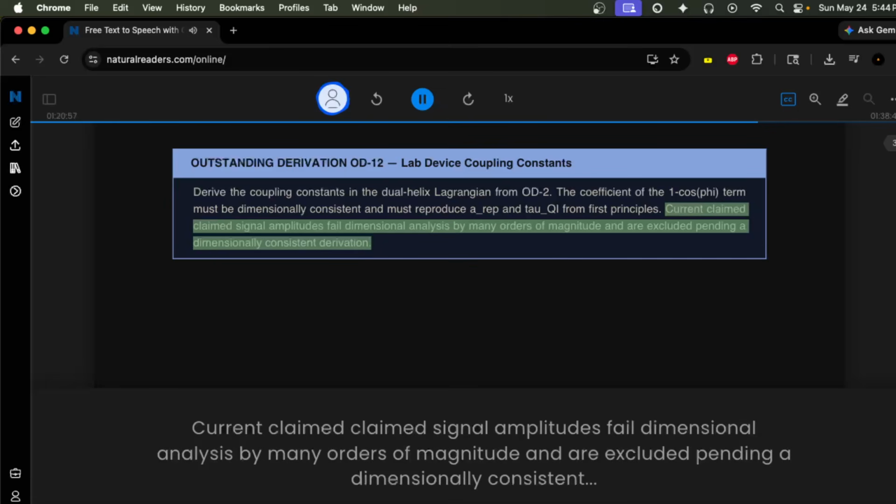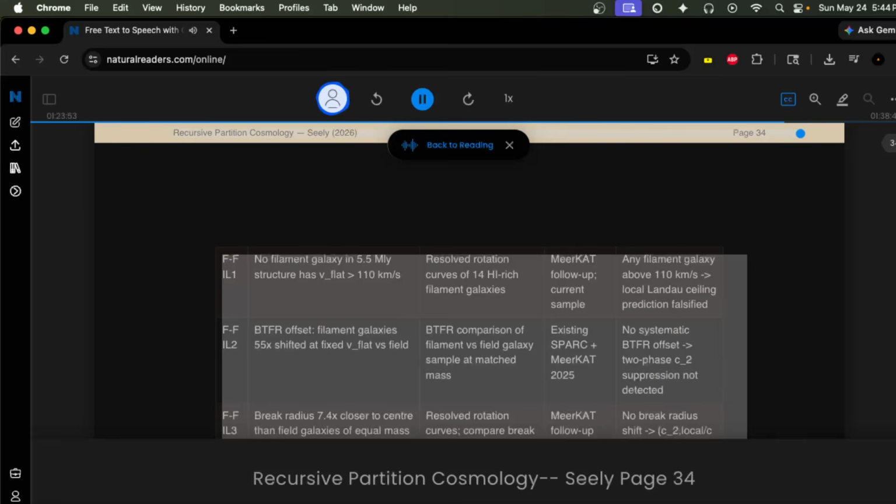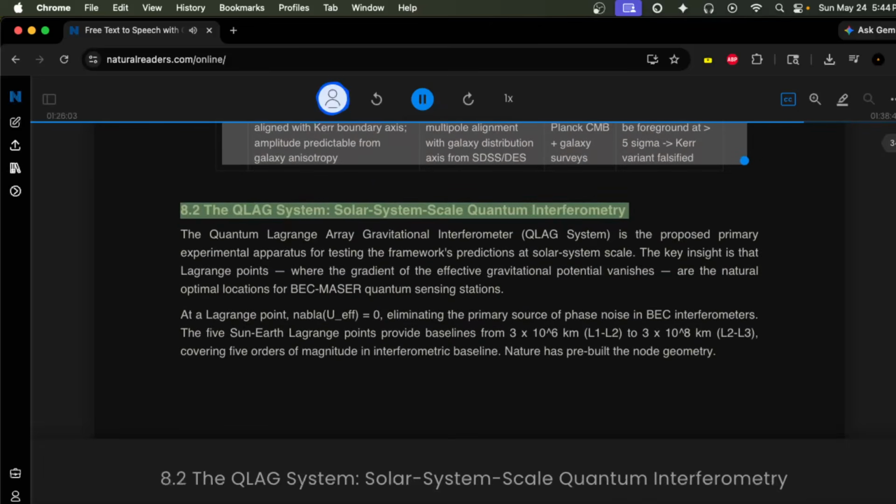8.1 Consolidated falsification criteria. Recursive partition cosmology, Seeley page 34. 8.2 The QLAG system, solar system scale quantum interferometry.